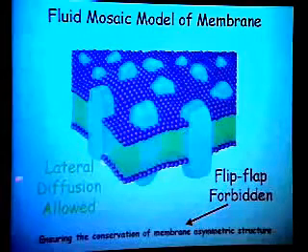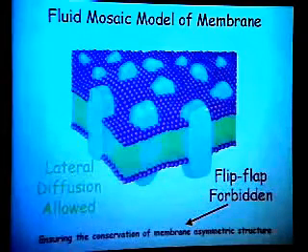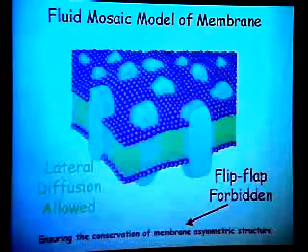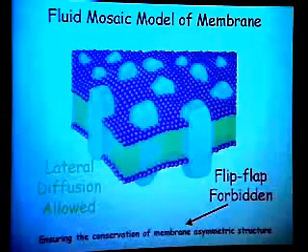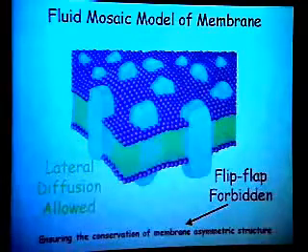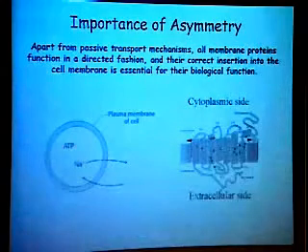On the other hand, lateral diffusion allows the system to be flexible, to move around, to allow proteins or other molecules to be inserted into the membrane and give additional functionalities to the membrane.